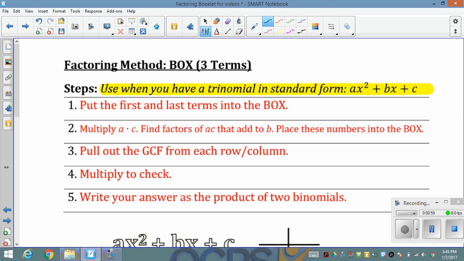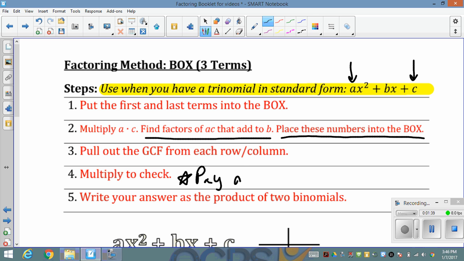So first we're going to draw a box, and we're going to put our first and last terms into the box. We're going to multiply a times c, so we're going to multiply the coefficient of the first with the constant. And what we're going to look for is factors of ac that add to b. Now that's important. What we're going to do is use those to rewrite our middle term in the 2 empty spots in the box. Then, just like in grouping, we pull out the greatest common factor from each row, each column. We do a quick multiply to check, and we want to pay attention to signs when we do that check.